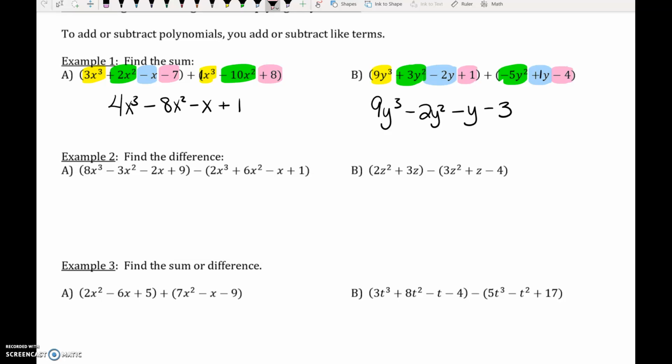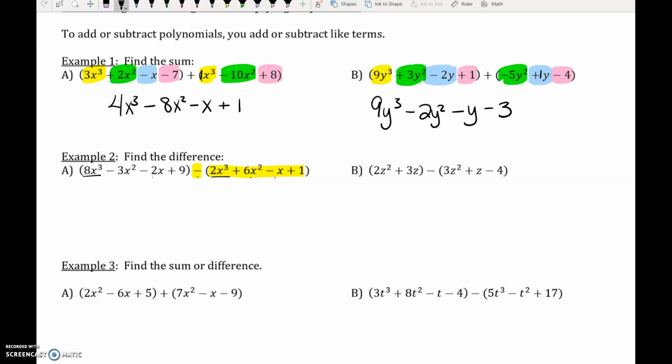When we find the difference, then the parentheses do matter. When there's a subtraction sign, the parentheses do matter because we need to subtract everything in this second set of parentheses. So really what we need to do is think of this as a plus a negative parenthesis, and we need to distribute that negative into the parentheses. So we have 8x to the third minus 2x to the third, but then we also have negative 3x squared minus 6x squared, negative 2x minus negative x.